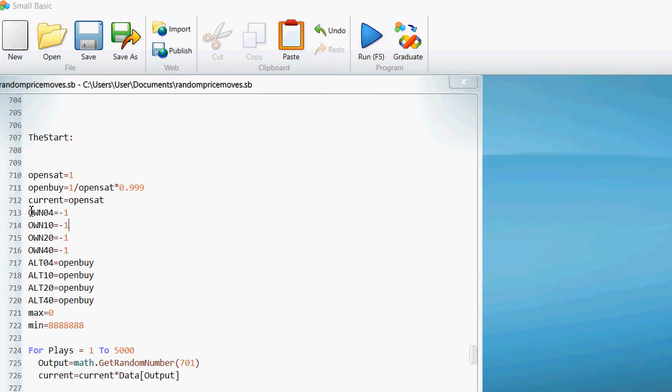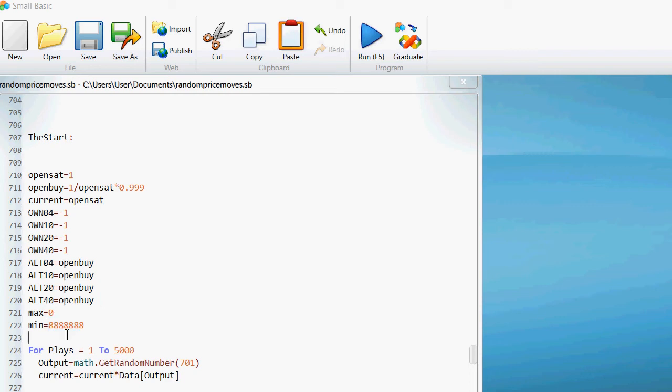Own 4 equals 1. Own 10 equals 1. So I'm tracking results for 4 different classes, so I have that set up there. And I have this to find out how many each of them would own. Max equals 0. I really can make max equals 1, and min equals 1. This is just so I can get the minimum and maximum.